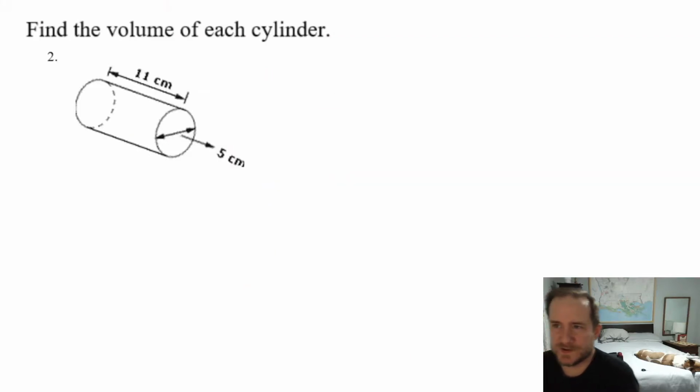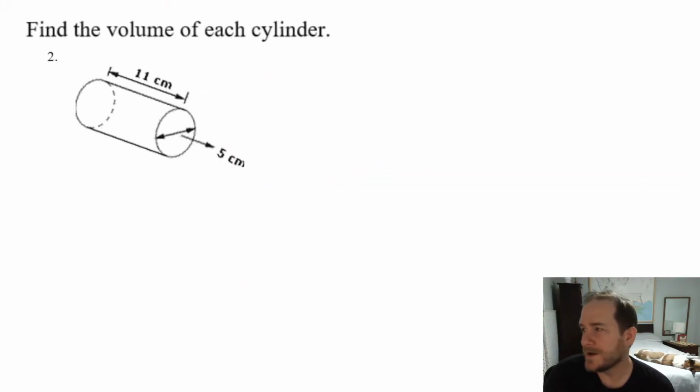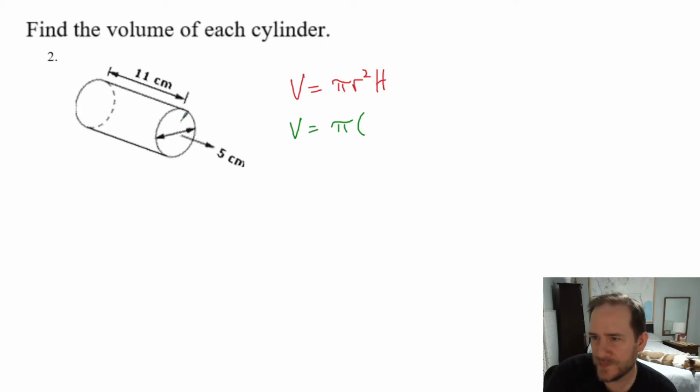So the next cylinder problem is this one here. Same old thing. What's our formula? Pi r squared h. Okay, fine. Just plug in your values. Pi is always going to just stay pi. Our radius, we can see, well, it ain't 5. It's 5 divided by 2.